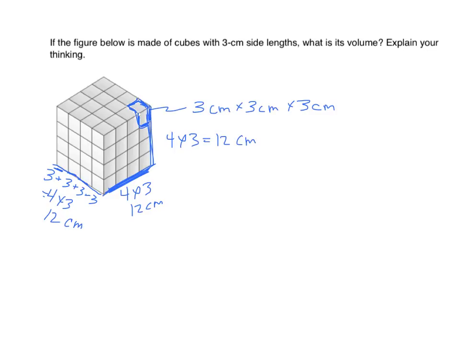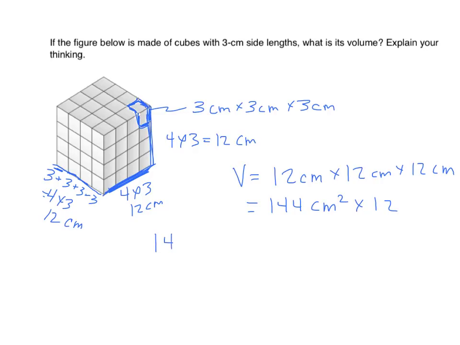So now we have something to work with. So I have volume equals our length, 12 centimeters, times 12 centimeters, which is our width, times our height, and there's, again, 12 centimeters. Again, don't count on this being the case with your assessment. 12 times 12 is 144. It's a basic fact. Centimeter squared times 12.